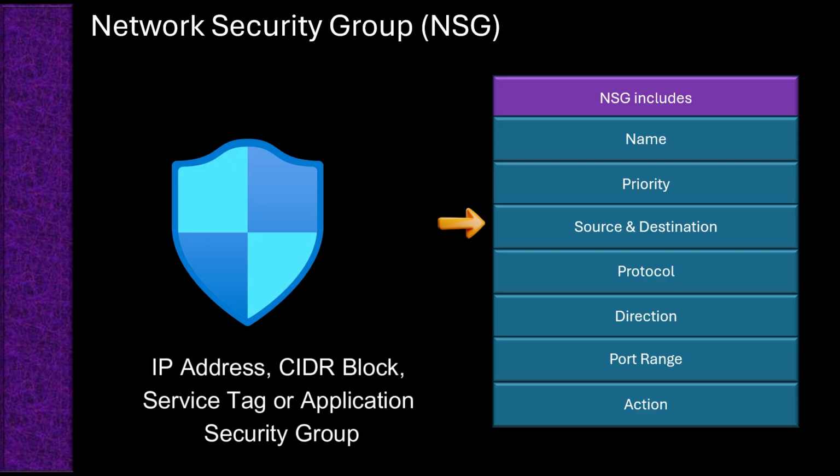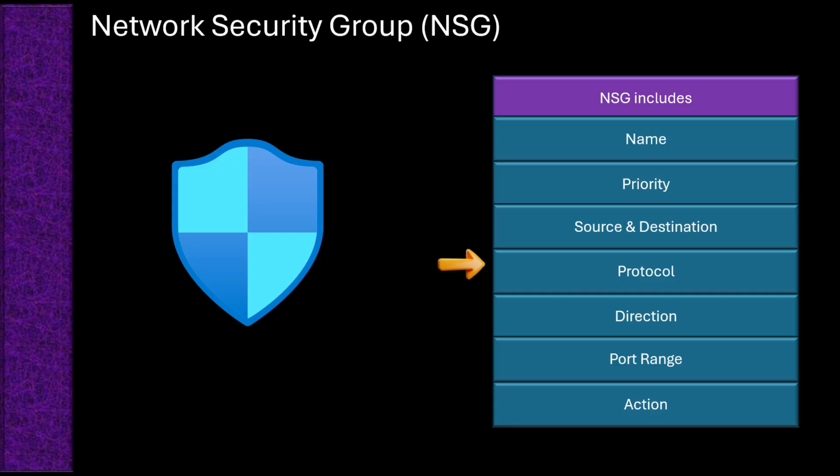You can specify an individual IP address, CIDR block, a service tag, or an application security group for either source or destination. Protocol specifies the protocol to which the rule applies, such as TCP, UDP, ICMP, etc. Direction controls whether the rule applies to inbound or outbound traffic.